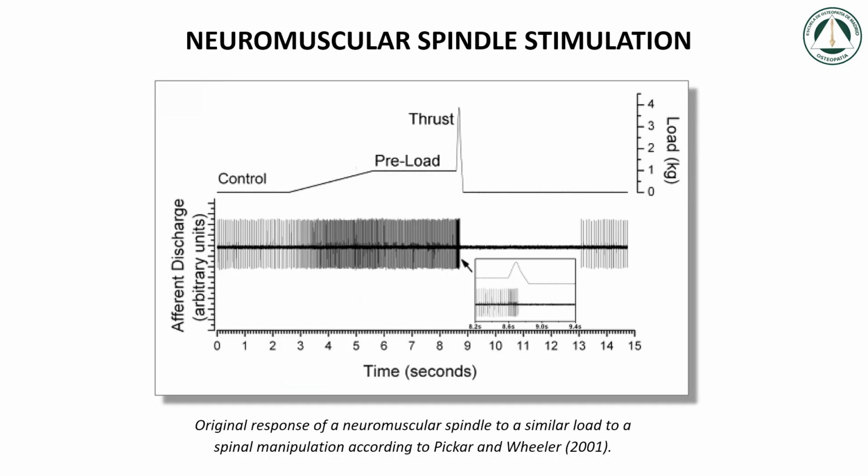From Pickar and Wheeler's study, 2001, this picture shows the original response of a neuromuscular spindle to a load similar to a spinal manipulation. Original tracing of muscle spindle's response to spinal manipulative-like load. Inset shows spindle's discharge on expanded time scale immediately before, during, and shortly after impulse.